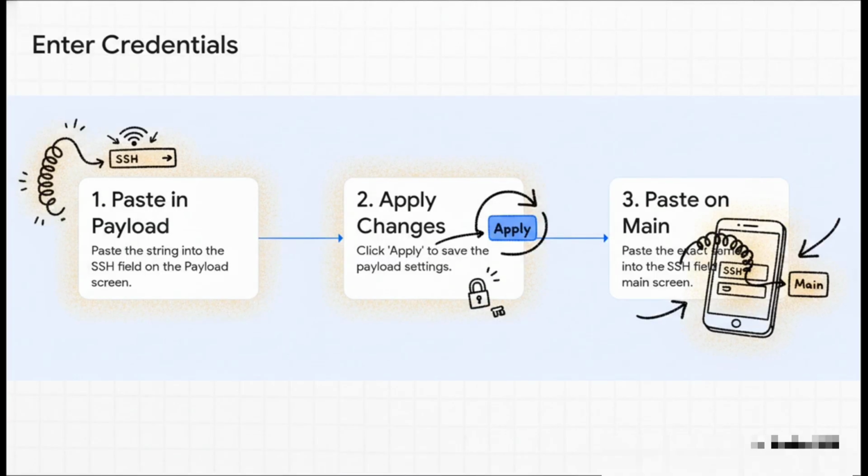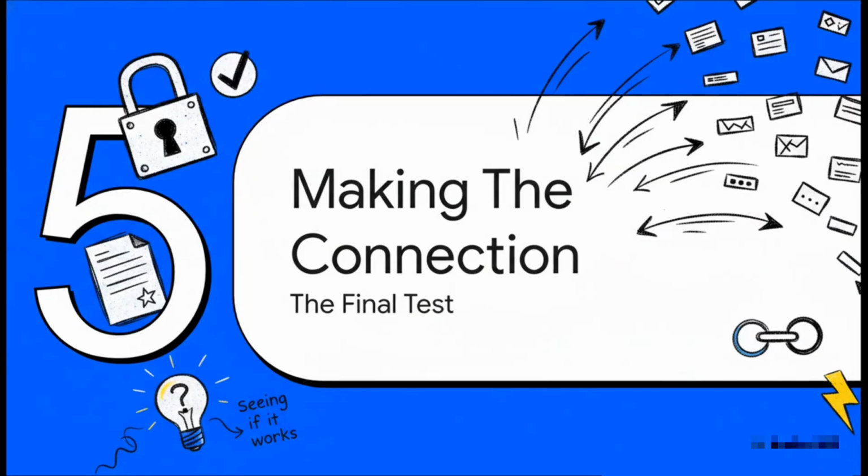And listen up, because this is another one of those super important details. That long string you just made, it has to go in 2 different spots. First, paste it into the SSH field right there on the payload screen and click Apply. Then, you go back to the app's main screen and paste the exact same string into the main SSH field there too. Okay, everything is in place. The payload is set, the credentials are in. There's only one thing left to do.